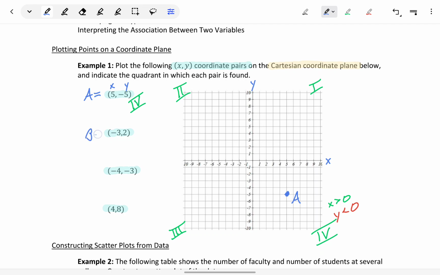Now let's take a look at plotting point B, which has the x coordinate of -3 and the y coordinate of +2. Again, we would start at 0, 0, where the two axes meet. We would move to x equals -3 and up to y equals 2 to find our point B. And notice here that for all points in quadrant 2, x will be less than 0 because we had to move to the left from 0, 0, but then we moved up to find our y coordinate, so our y values will be positive.